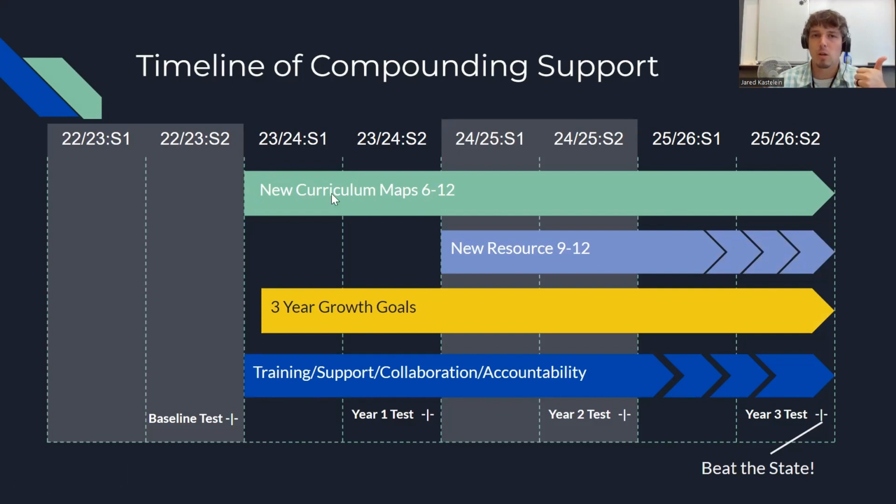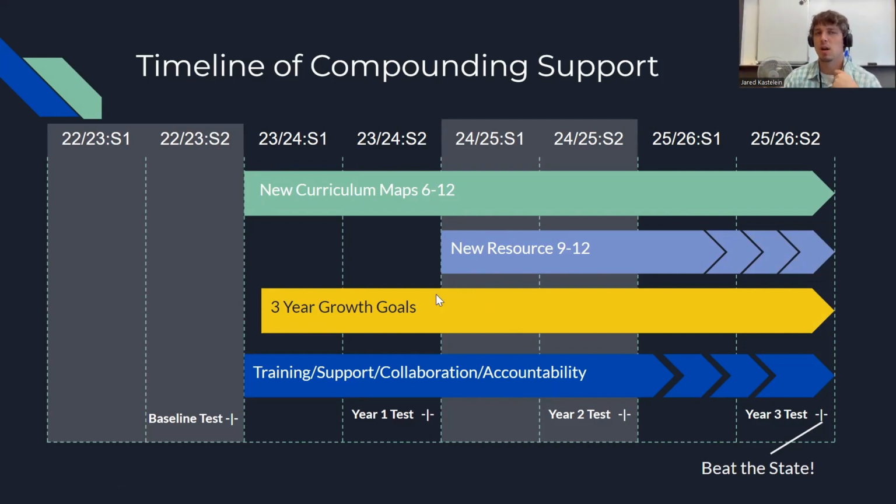We got a new curriculum map that's supporting better instruction. We're starting this goal that's going to help and carry on throughout the 3 years. Better training, support, collaboration, and accountability. And in high school, this is for the biology, but we're looking to get them a new resource that hits the students where they need to be. So that's exciting for them.